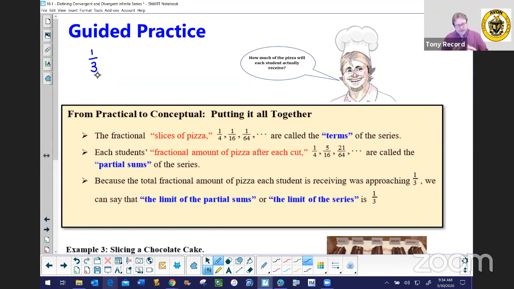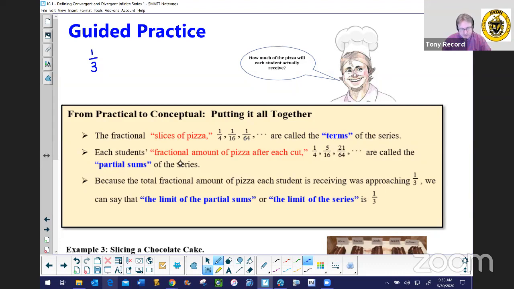And kind of to move from the practical to the conceptual here, those fractional slices of pizza that we talked about, that would be the 1/4, the 1/16, the 1/64, they're called the terms of the series. And then each student's fractional amount of pizza after each cut, that would be that combined accumulation, that 1/4, and then that 5/16, and then that 21/64, and I think 85 over 256. Those are going to be referred to as what our partial sums are. And because the total fractional amount of pizza each student is receiving is approaching 1/3, we can say that the limit of the partial sums, or the limit of the series, is 1/3.